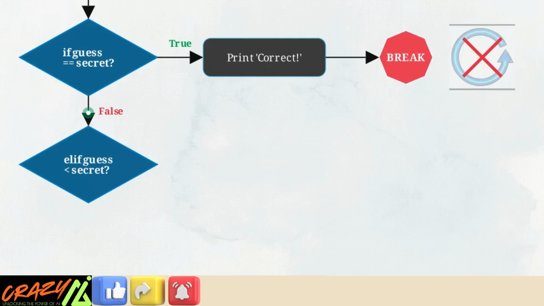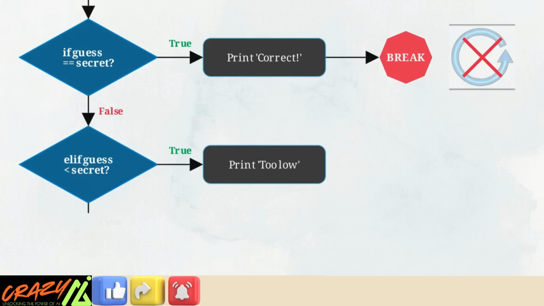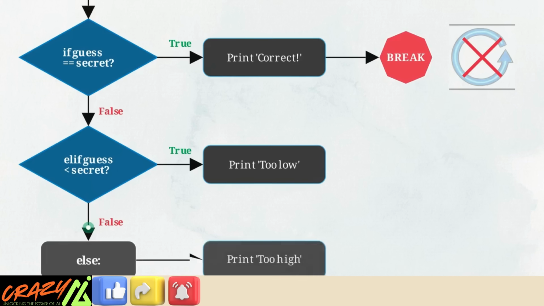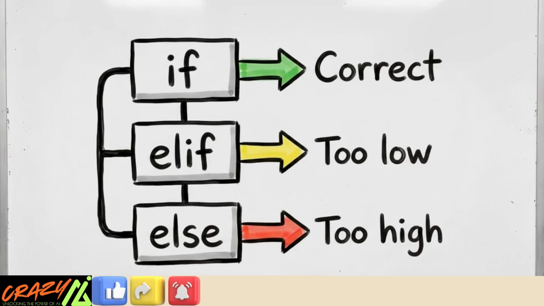Finally, we add an else statement. Since a number can only be equal, lower, or higher, we don't need to write out the final condition. If the data reaches this point, we just tell the program to print too high. Together, these statements map out every possible scenario, instructing the computer exactly how to respond to the player's inputs.